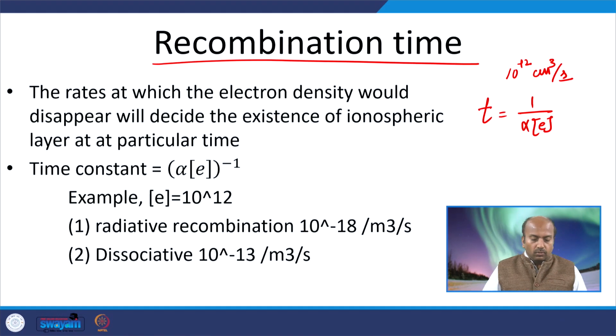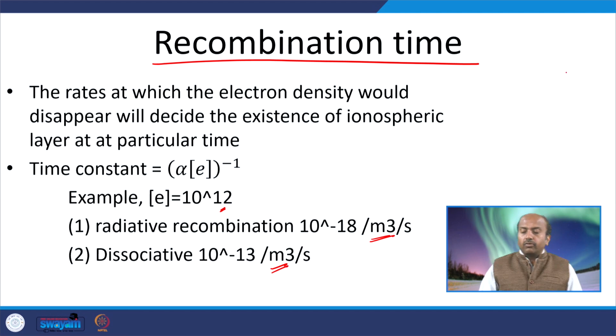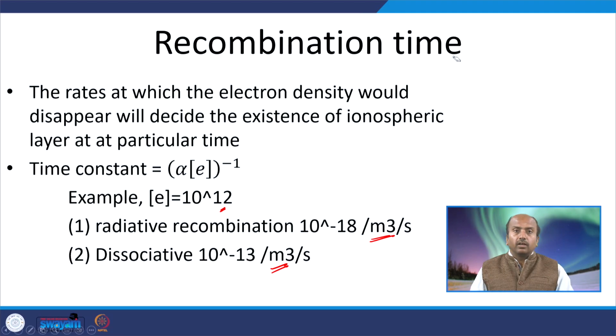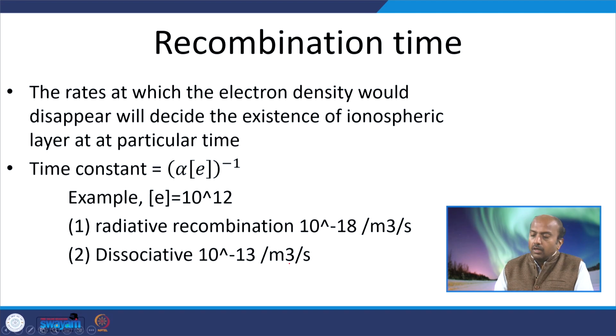So, taking these two things, for example, we can take electron density to be 10 to the power of 12 per meter cube. This is per meter cube, okay. I have also converted the radiative recombination into the units of meter cube per second, right. So, why have I taken 10 to the power of 12? 10 to the power of 12 corresponds to the F2 layer, not any random number. So, for F2, Ne becomes 10 to the power of 12 electrons per unit volume.